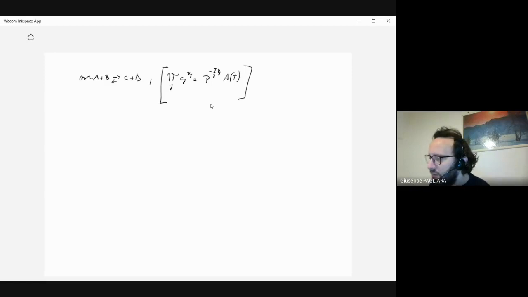Where A of T is a certain function of temperature, which is given by this formula, e to the minus 1 over k_B T sum over j of chi_j nu_j, where the chi_j are called chemical constants and characterize the chemical species of the particles taking part in this reaction. Okay, so this is the law of mass action.